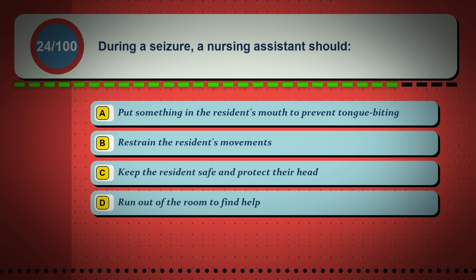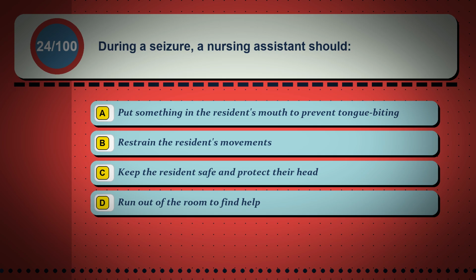Question 24. During a seizure, a nursing assistant should: Option A, put something in the resident's mouth to prevent tongue biting. Option B, restrain the resident's movements. Option C, keep the resident safe and protect their head. Option D, run out of the room to find help.